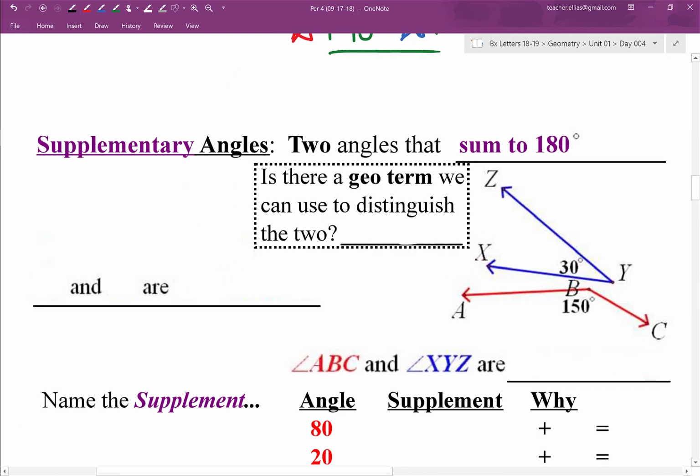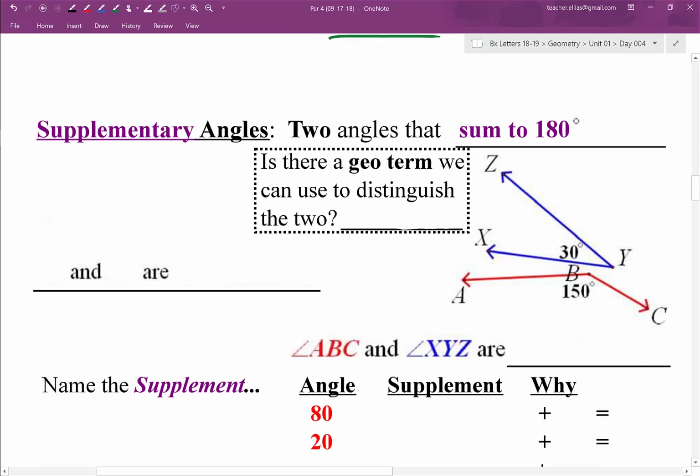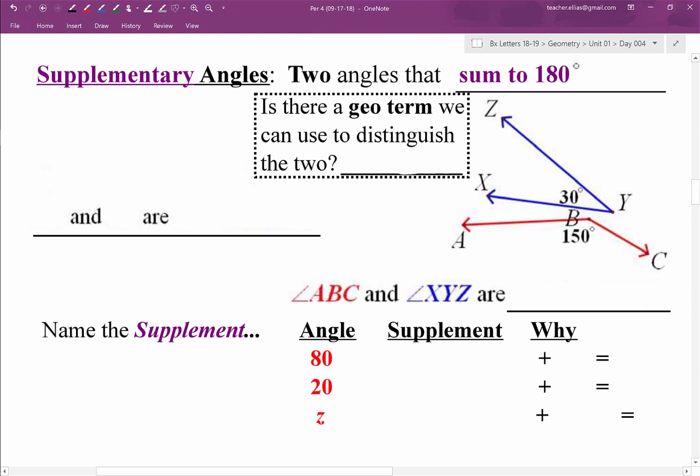So, what do you notice about angles ABC and XYZ? They add up to 180. Therefore, they're called supplementary. Is that the only way you can draw it? No. How else could you have drawn it? The other way around, as long as it adds up to 180. A straight line. What's that picture called?